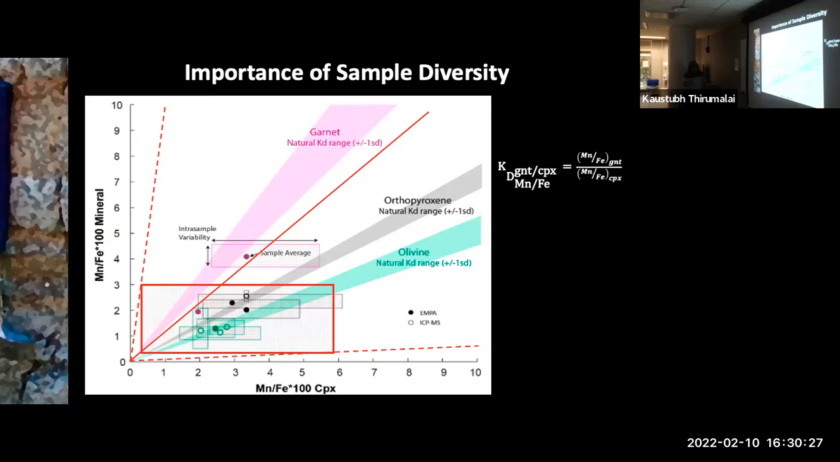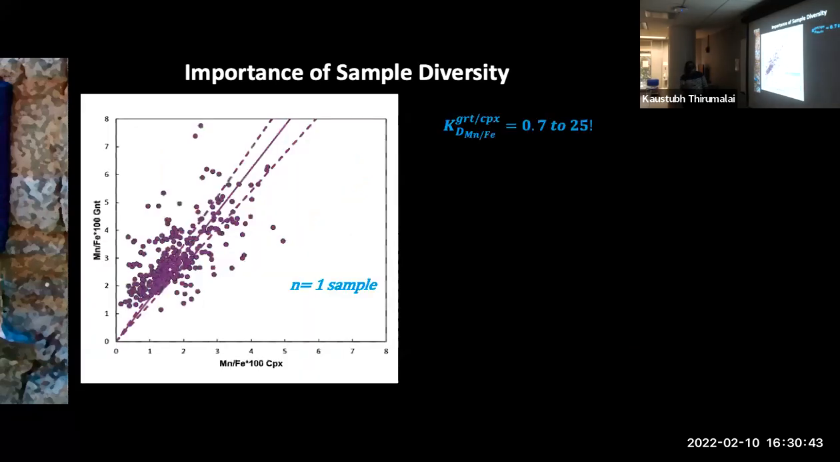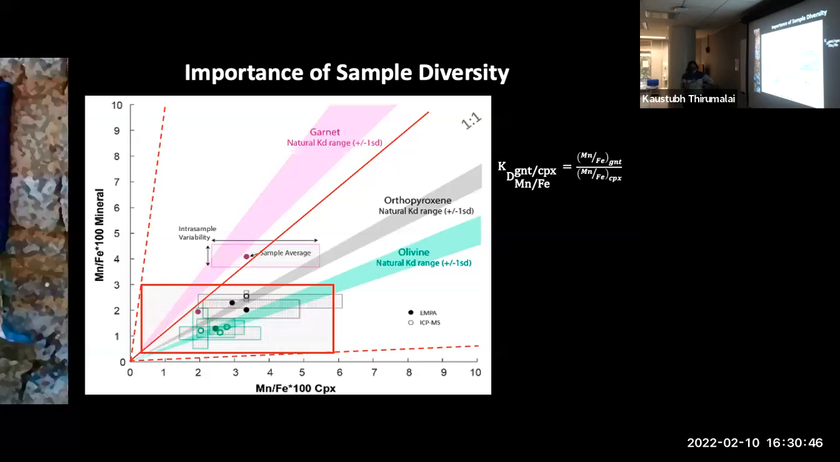The first take-home message is you should definitely not use one analysis in one sample to get your KD. That's not a good idea, whatever the precision of your data is. The second thing is two samples is still not enough. Clearly, we are still off in comparison to the range of exchange coefficients. So the question is how many? How many samples do we need to analyze to have a good estimation of the KD?